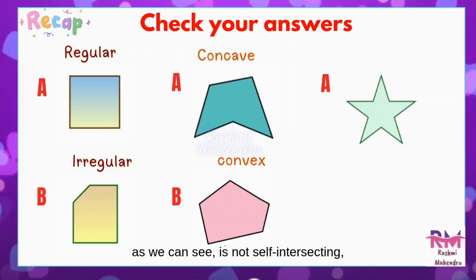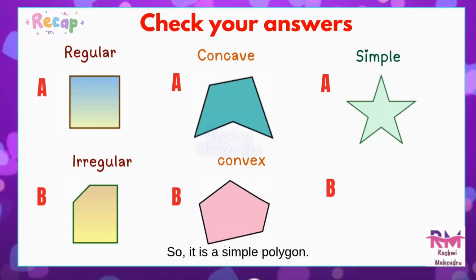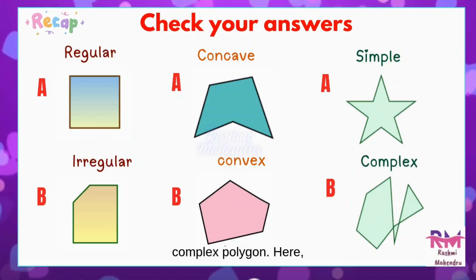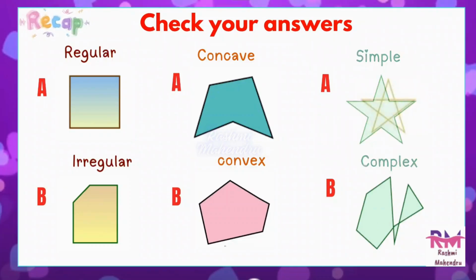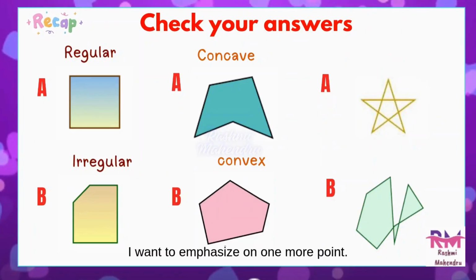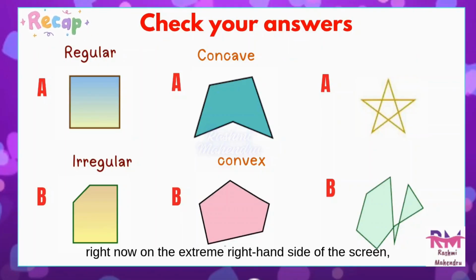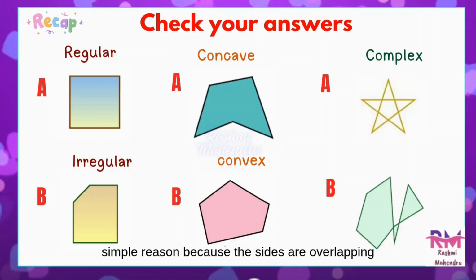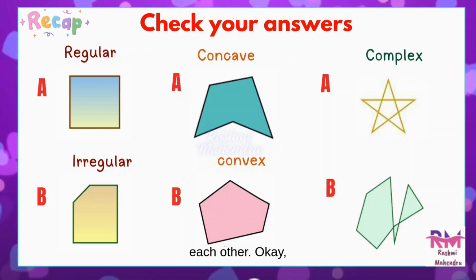The star polygon, as we can see, is not self-intersecting, is not overlapping its sides, so it is a simple polygon. And this is a self-intersecting or a complex polygon. Here I want to emphasize one more point. A star can also be drawn in this way. If we draw the star the way it is shown right now on the extreme right hand side of the screen, then it is a complex polygon, for the simple reason that the sides are overlapping each other.